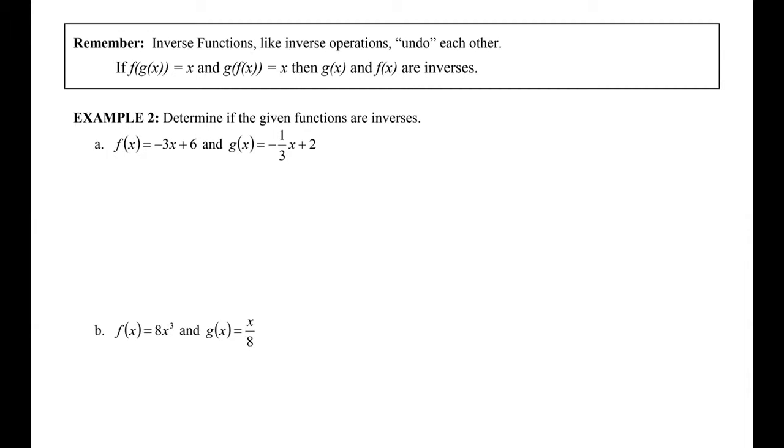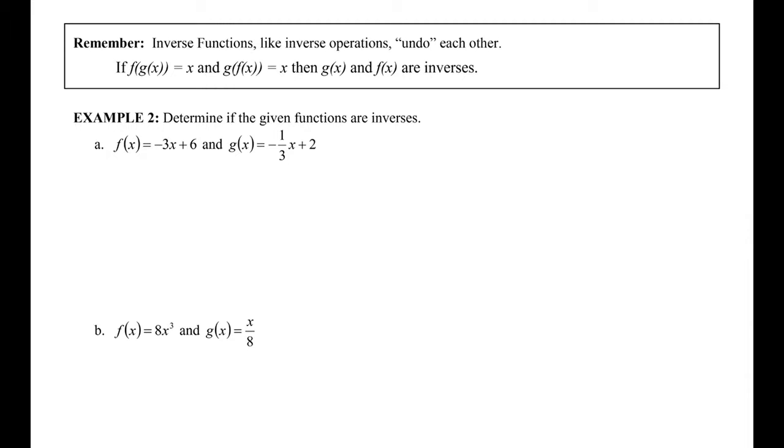The backside of our notes is going to have us check whether or not two functions are inverses of each other. Remember that like inverse operations, they undo each other. So if the composition f of g of x equals x, and the composition g of f of x equals x, then you can say that g and f are inverses.